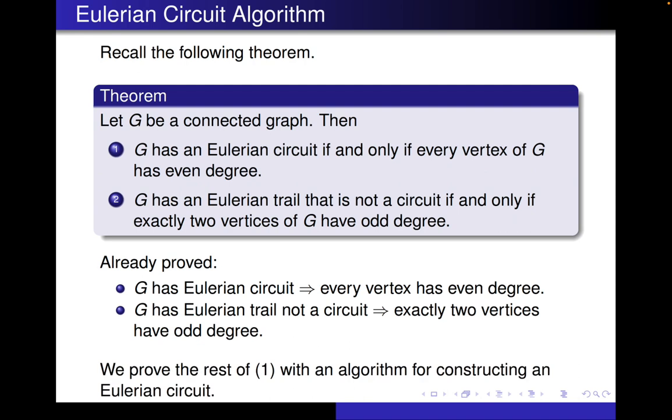So in other words, we're going to assume that every vertex of G has even degree, and we're going to prove that G has an Eulerian circuit. And we're going to do that by creating an algorithm that actually constructs that Eulerian circuit and prove that that algorithm always gives us that Eulerian circuit.